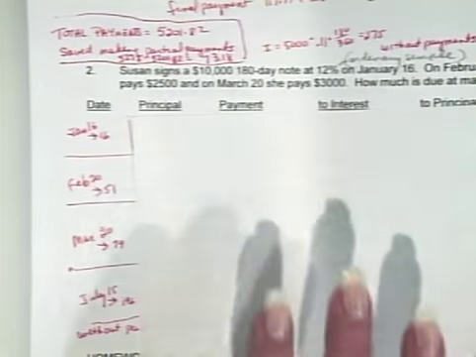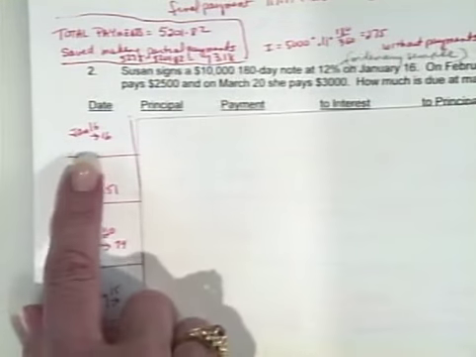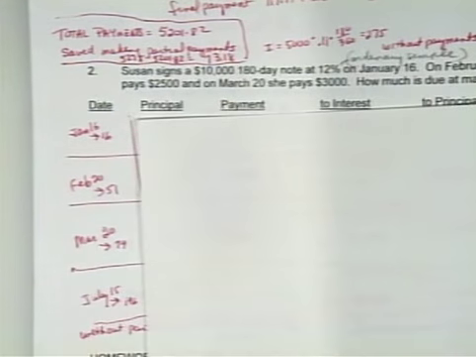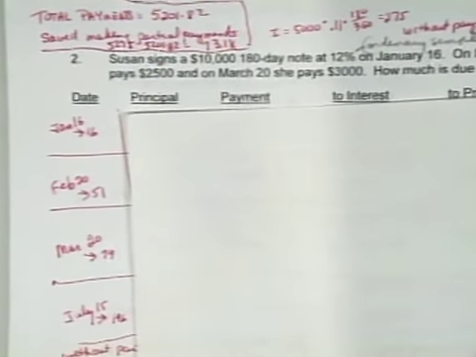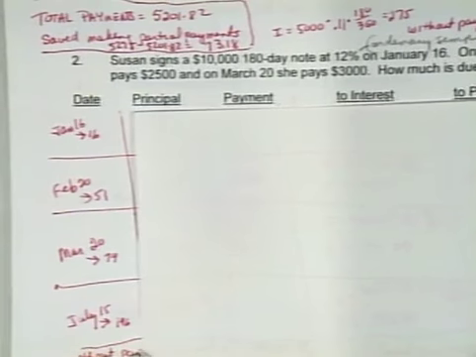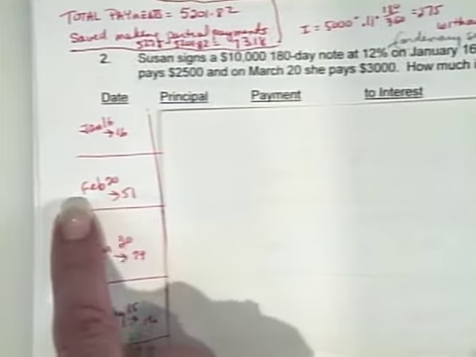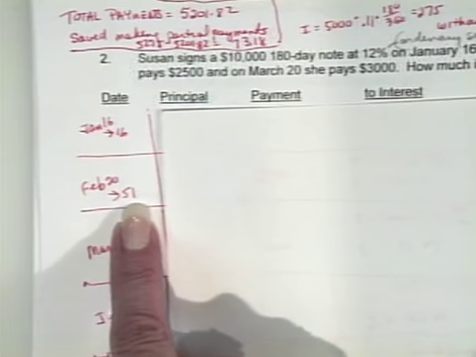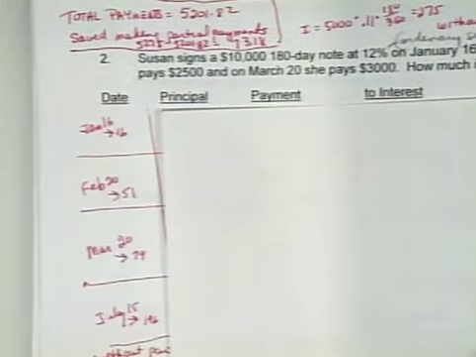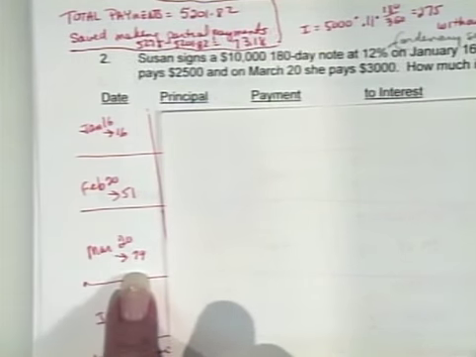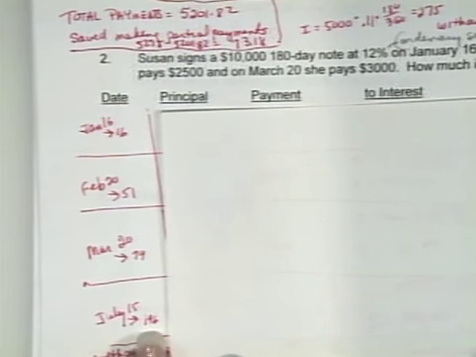I would start my chart by pointing out that on January 16th, she took out the loan. Are you with me? On February 20th, she made a payment, which is day 51. Day 16 is the day she took out the loan originally. March 20th, she made a payment, which is day 79. And July 15th is when the note is actually due.